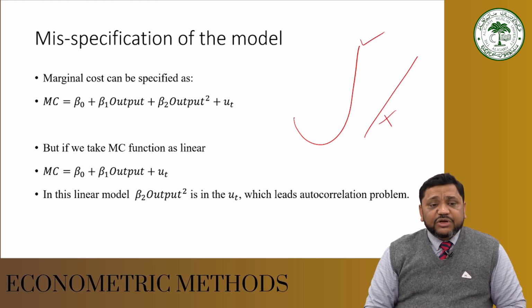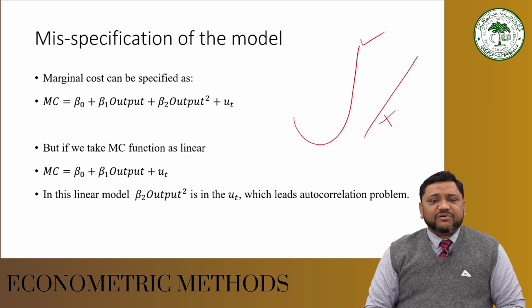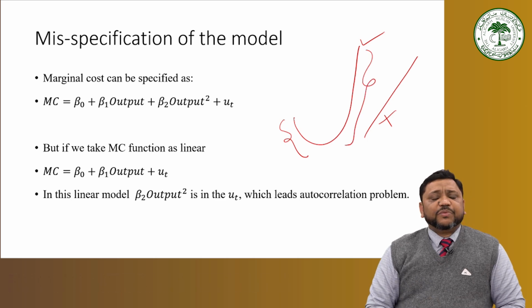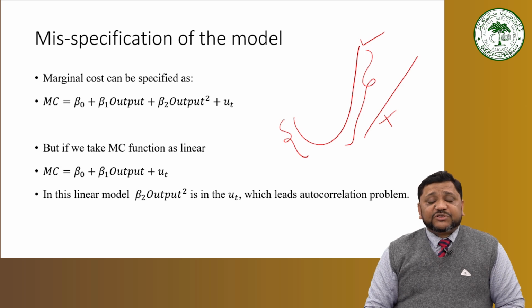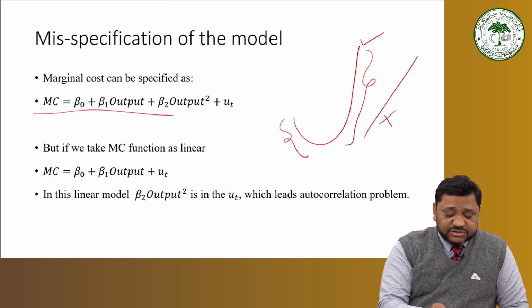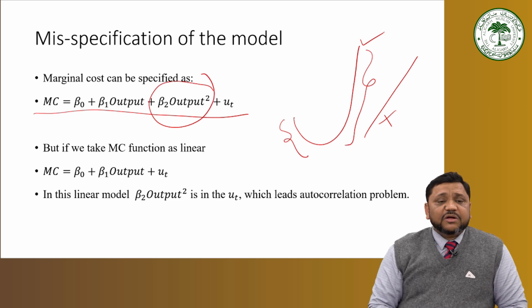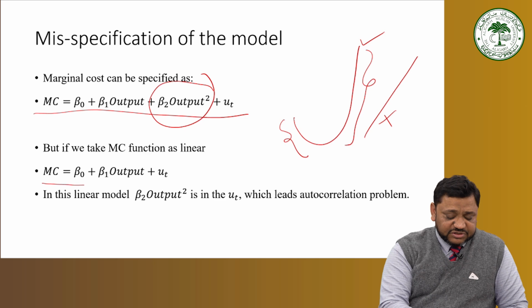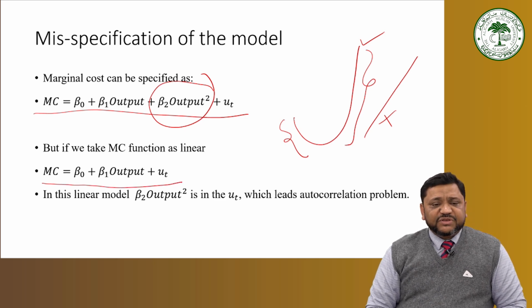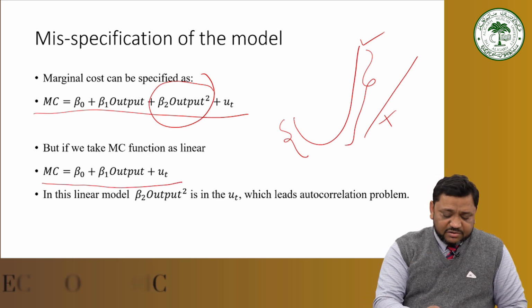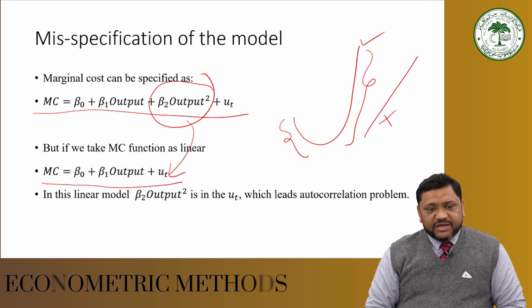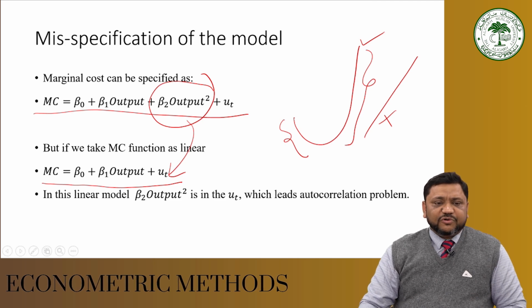For this case, you need to incorporate a quadratic term, because it is first decreasing, and then again the slope of this line is increasing. So the correct model is this, where you are incorporating a square term of the output. But if you have taken a linear function, saying that my cost function will be just like this, again this particular thing will be sitting in the error term. This again will lead to the problem of autocorrelation.